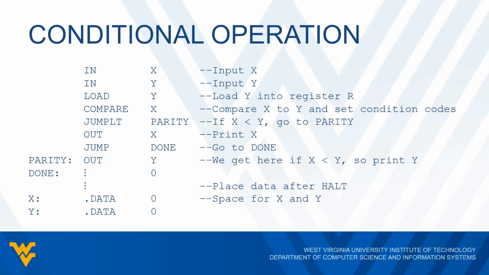So if x is less than y, then we're going to go to the parity label. We're going to jump all the way over to here if this is true. Now, if it's not true, that means x is greater than or equal to y, which means we'll skip that instruction and go to the next line, which is out x, which means we're going to print the value of x. And then the next instruction would be jump done. So we will skip the next line and jump all the way to the instruction labeled done. That's right here. Now, if we jump to the parity label, then we're going to out y, which means we're going to output the value of y, because that means that y is in fact greater than x.